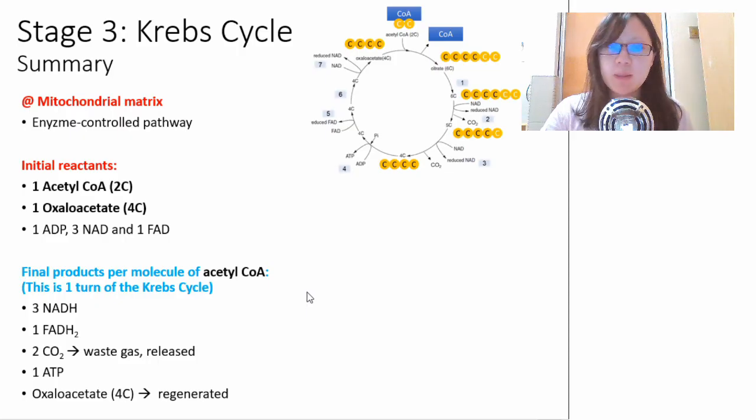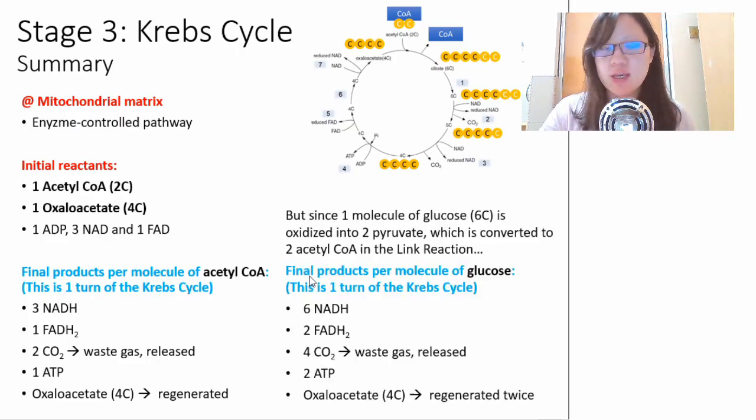But again, 1 molecule of glucose that we had in the first place is oxidized into 2 pyruvate, which is converted to 2 acetyl-CoA in the link reaction. So for final products per molecule of glucose, it would take 2 turns of the Krebs cycle. There's a typo here. 2 turns of the Krebs cycle. So you have double of everything that is formed there.